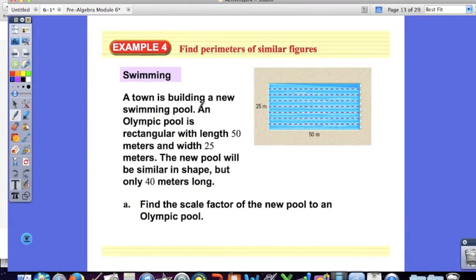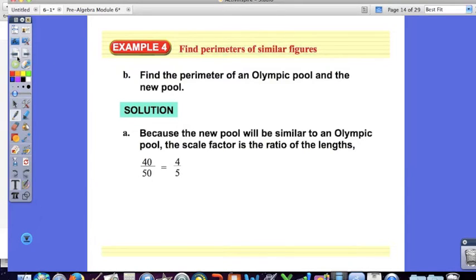A town is building a new swimming pool. An Olympic pool is rectangular with length of 50 meters and width of 25 meters. The new pool will be similar in shape, but only 40 meters long. Okay? So instead of 50 meters long, it's 40 meters long. That means the scale factor of the new pool, 40, to the Olympic pool, 50, is 4 to 5.